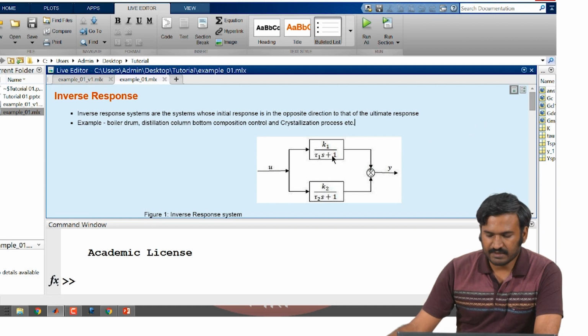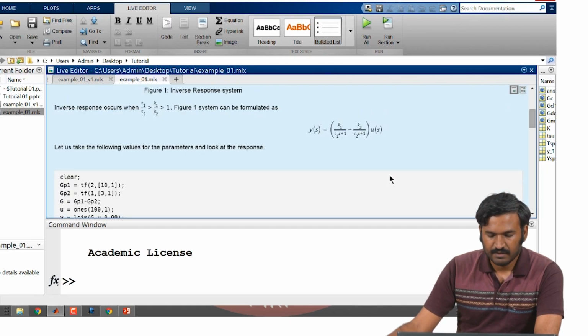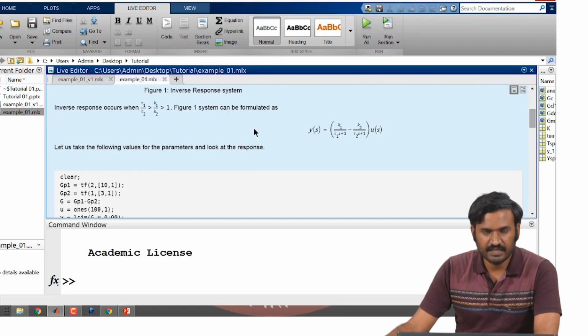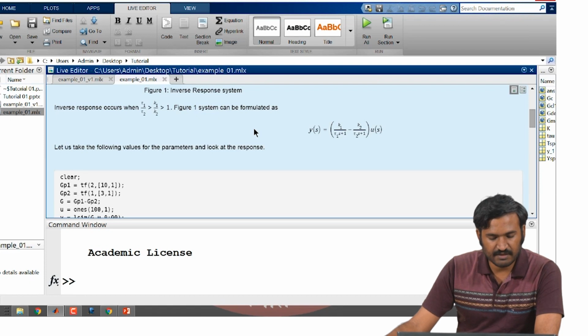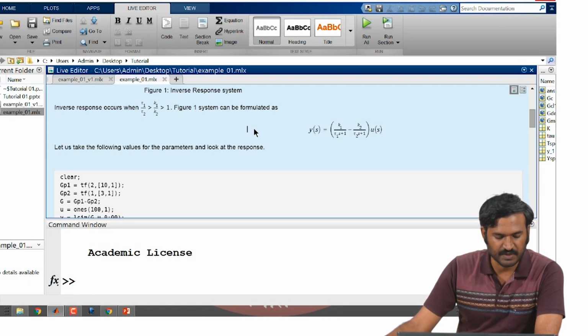Let's take a configuration which is given in the picture here. So, we have k1 by tau 1 s plus 1 and k2 by tau 2 s plus 1, and these are subtracted together to give y. Now, if this is the transfer function of the system and we have tau 1 by tau 2 greater than k 1 by k 2 greater than 1, then the system shows an inverse response.